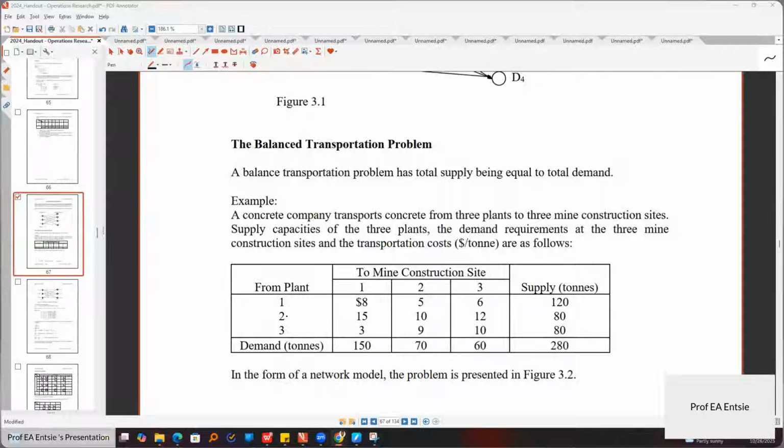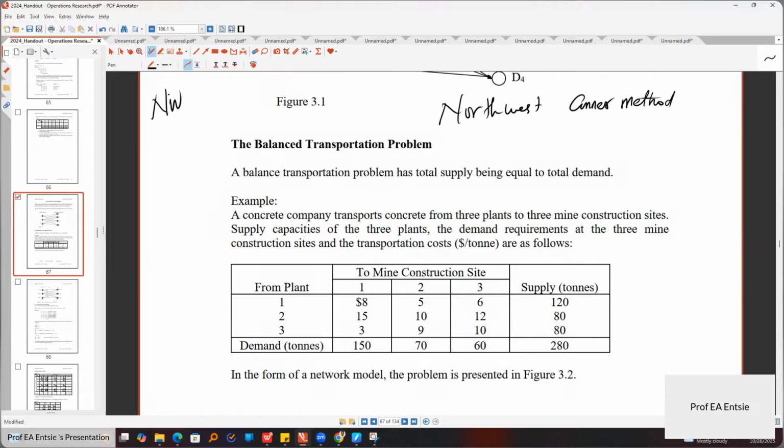So the first one we will look at is the northwest corner method. The first initial solution for the transportation problem that we'll be looking at is the northwest corner method, or what we call the NW method. People call it the NW method, like northwest corner method. So we use this example here.